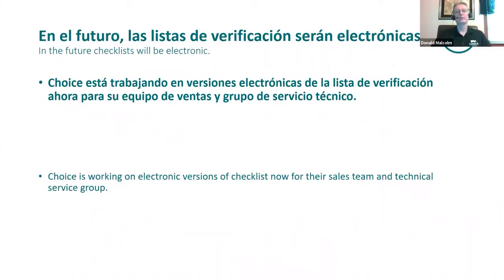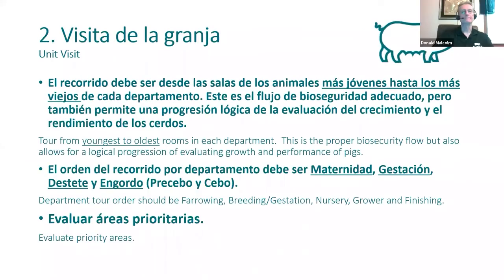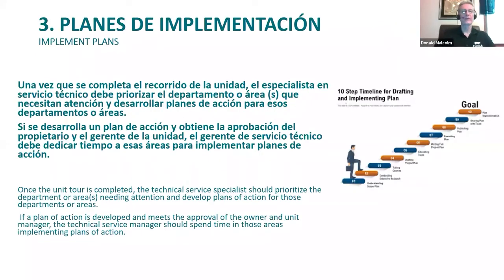Okay, and Choice is working on an electronic version of the checklist now for our sales team. Okay, so we want a tour from the youngest to the oldest. This is the proper biosecurity flow, but it also allows for the logical progression of the tour. So the department visit order should be farrowing, breeding, gestation, and then after the tour, then you evaluate the priority areas. So then we go to step 3.